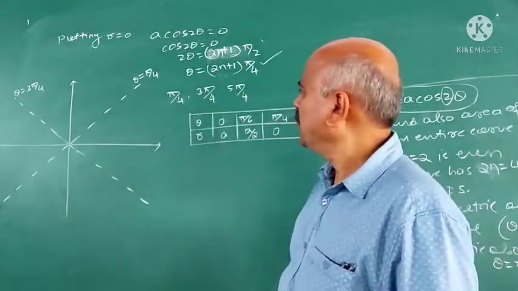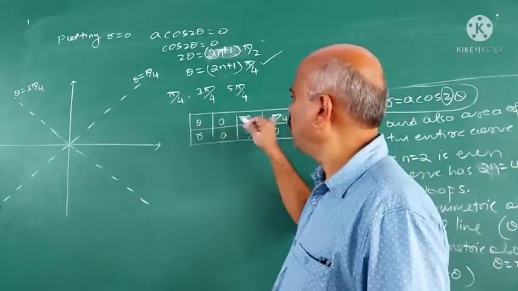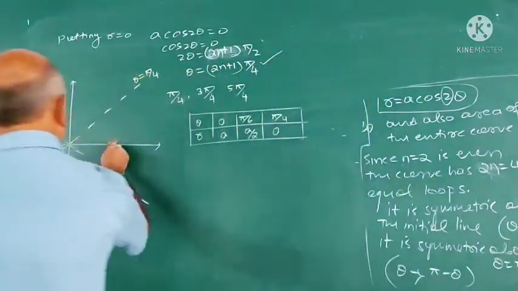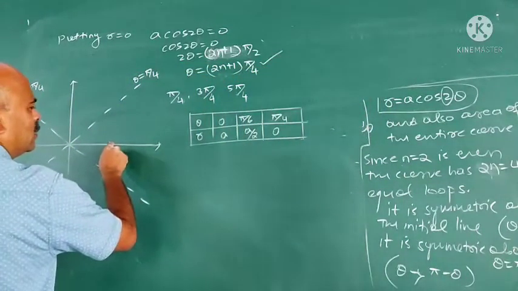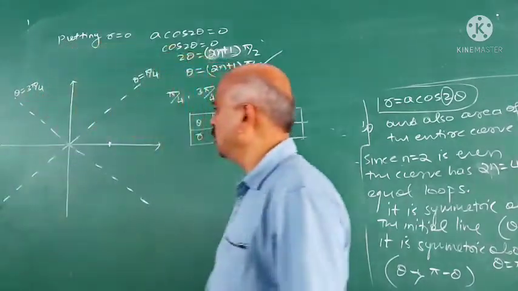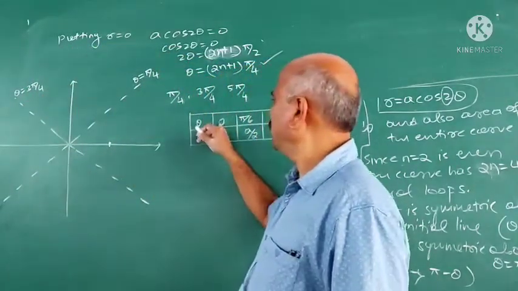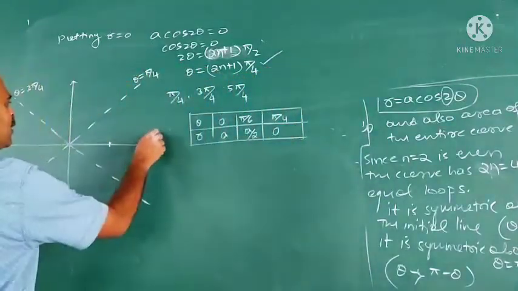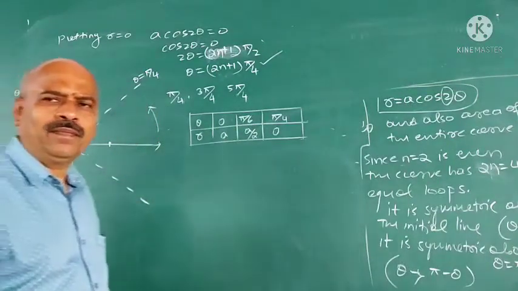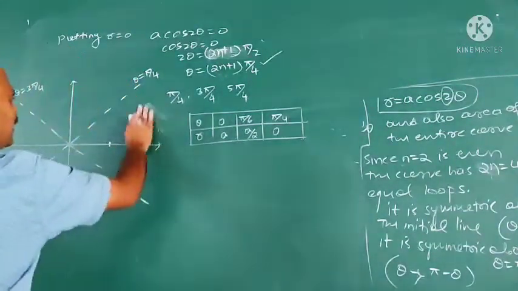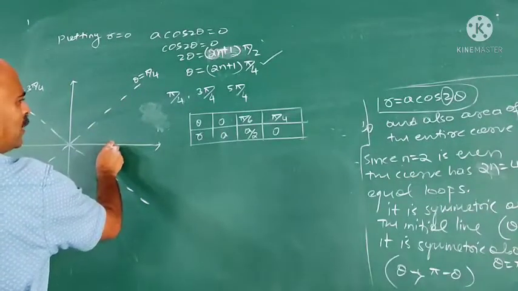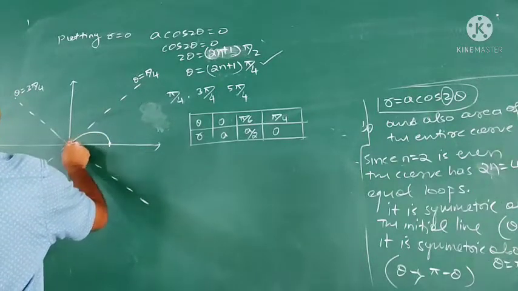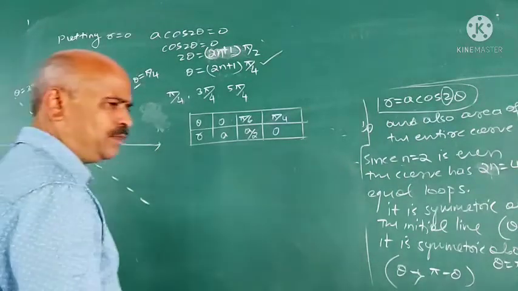So, when theta increases from 0 to pi by 4, r decreases from a to 0. I take this as A0. This is the point A0, because on the initial line theta is 0 and r is a. Now, theta increases in this direction; theta is positive in this direction. When theta is pi by 6, r becomes a by 2. Finally, when theta is pi by 4, it becomes 0.